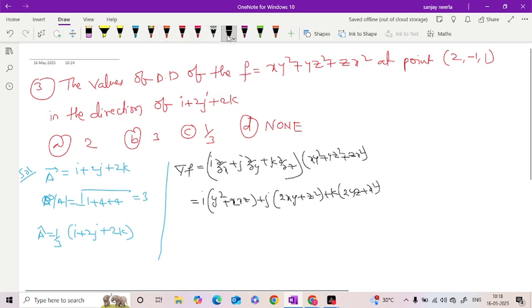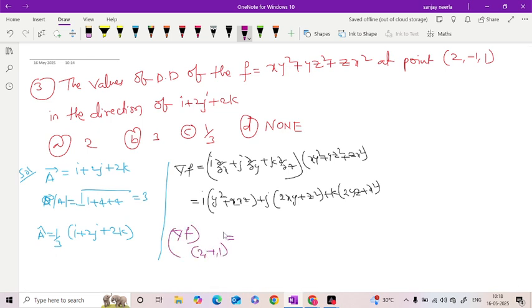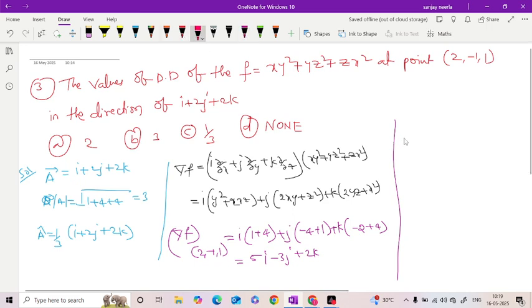But at the point 2 comma minus 1 comma 1, i into y square which is 1 and 2xz, we get 4, plus j into 2xy, so minus 4 plus 1, plus k into 2yz plus x square, that means minus 2 plus 4. So here we have the vector 5i minus 3j plus 2k, which is del f at the point 2, minus 1 and 1.